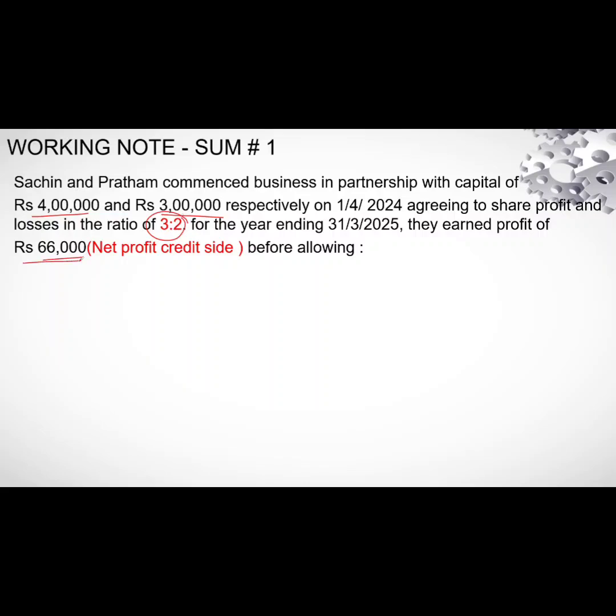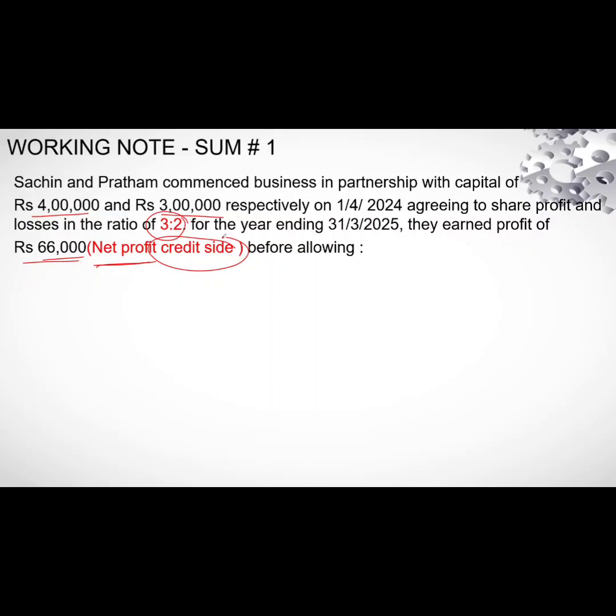So this profit which is earned is the net profit of the firm, which will appear on the credit side of the Profit and Loss Appropriation account as by Profit and Loss account. So this will be the profit which will be the opening balance of the Profit and Loss Appropriation account. Now let's see the adjustments and see where it will appear.